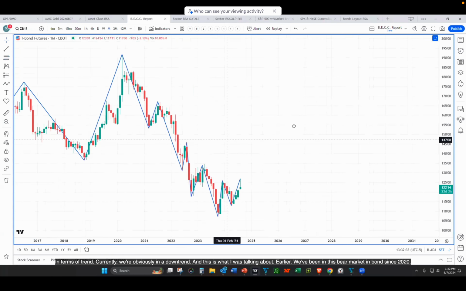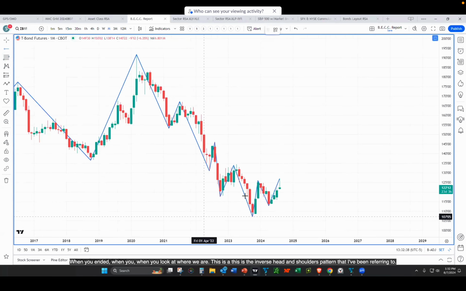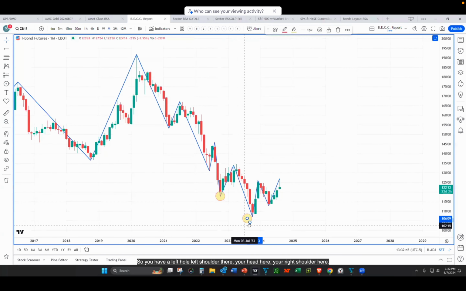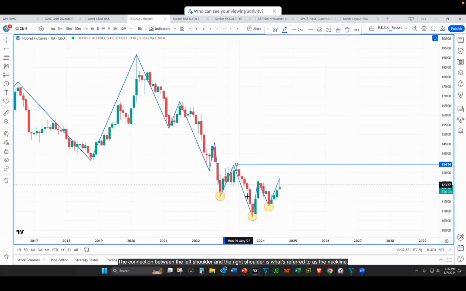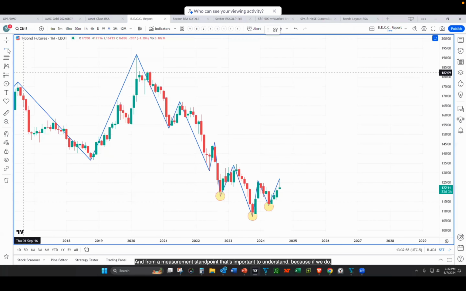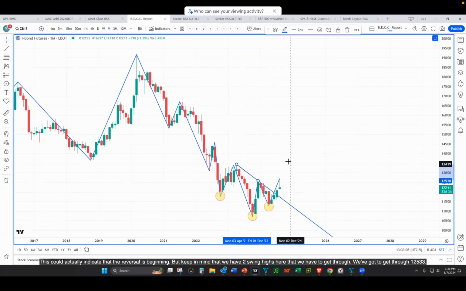Now, in taking a look at all of this, in terms of trend, currently we're obviously in a downtrend, and this is what I was talking about earlier. We've been in this bear market in bonds since 2020. When you look at where we are, this is the inverse head and shoulders pattern that I've been referring to. So you have a left shoulder there, your head here, your right shoulder here. The connection between the left shoulder and the right shoulder is what's referred to as the neckline. And from a measurement standpoint, that's important to understand, because if we do break that neckline, which did take place last month, this could indicate that the reversal is beginning.